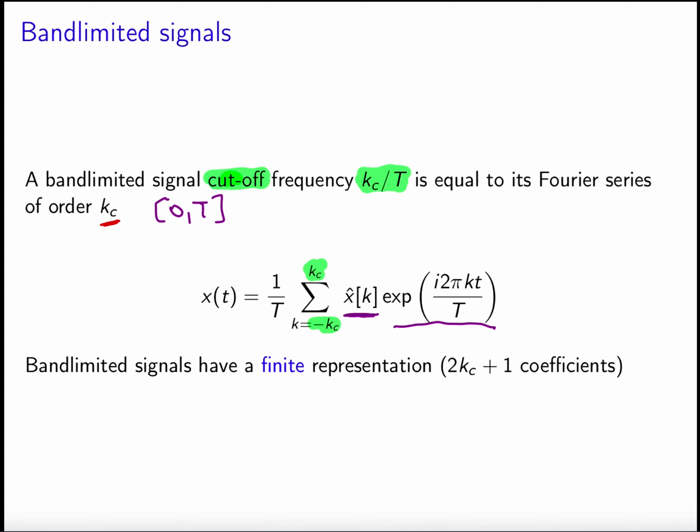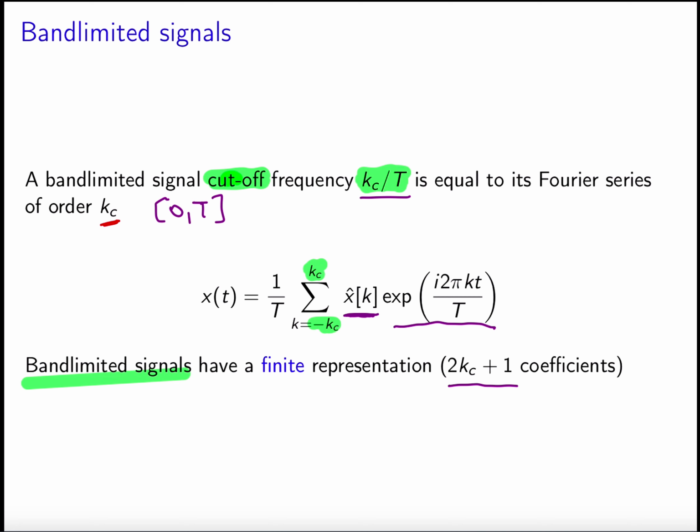Because we have a maximum value for the frequencies, this means that band-limited signals with a certain fixed cutoff frequency have a finite representation. They are completely determined by their Fourier coefficients, and there are only 2Kc plus 1 of them. Okay.